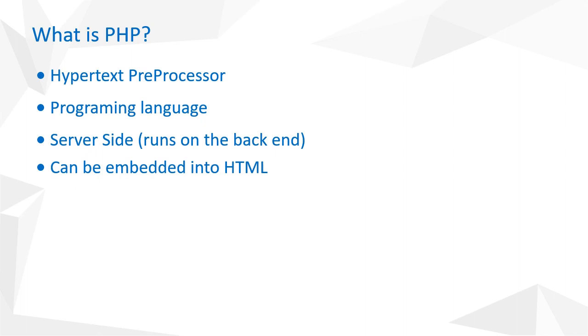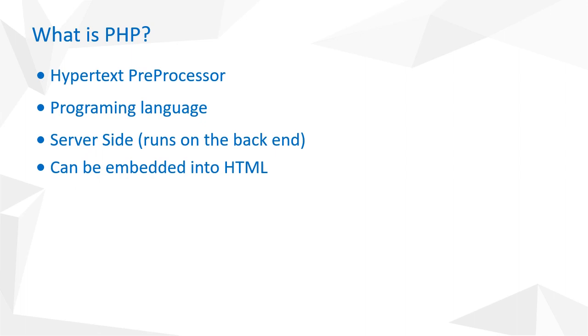So what is PHP? PHP is a hypertext preprocessor. It is a widely used open source server-side scripting language that is specially suited for web development, and it can be embedded into HTML. So what that means is that we are able to write HTML and PHP together. However, all the PHP scripts are run on the server and then turned into HTML or text so that we never see the PHP code.